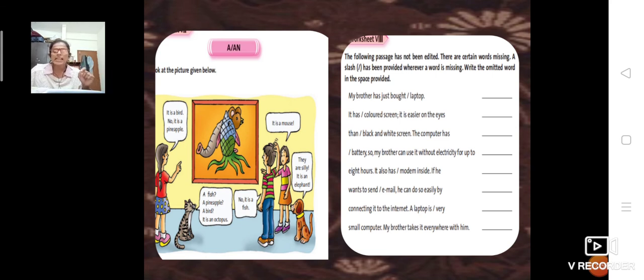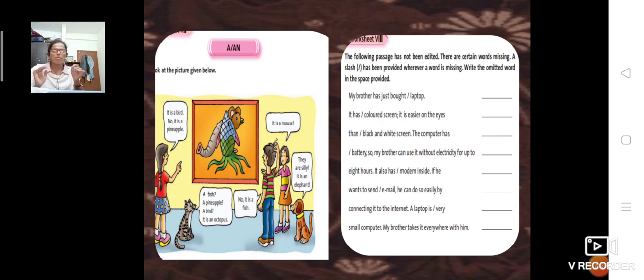It has slash colored screen. Now again you close your eyes and listen. It has dash colored screen. So when you are listening, colored has the pronunciation of K. It has the sound of a consonant K there. So again you have to use a there, right? It has a colored screen. It is easier on the eyes. Now again you close your eyes, children. Then dash black and white screen.